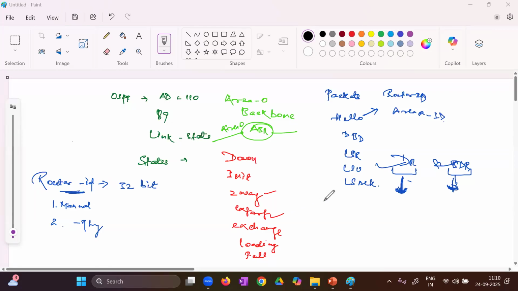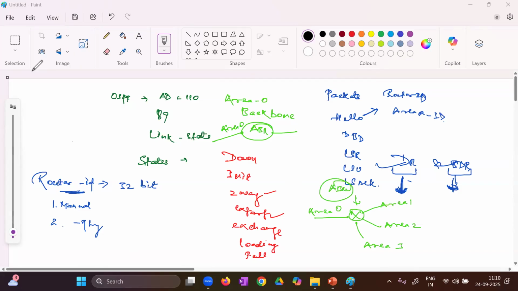Right? Now, for example, let's say there is one router. It has one interface in area 0, one interface in area 1, another interface in area 2, one more interface in area 3. Now, can we call it an ABR? Yes, we can call it. It is also an ABR only, but with multi-area. Okay, it is also called an ABR.